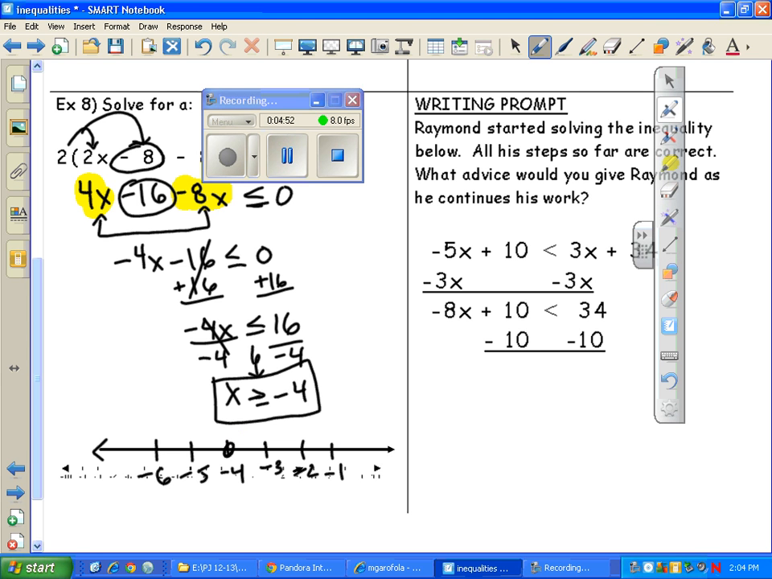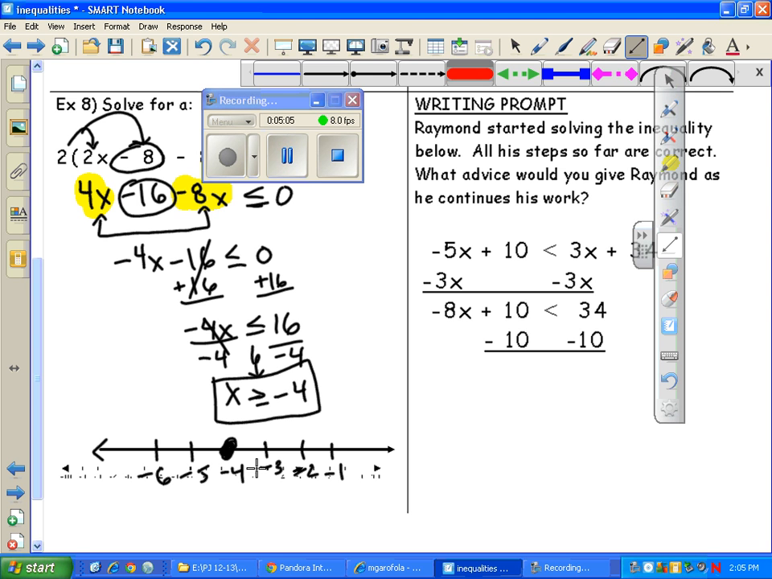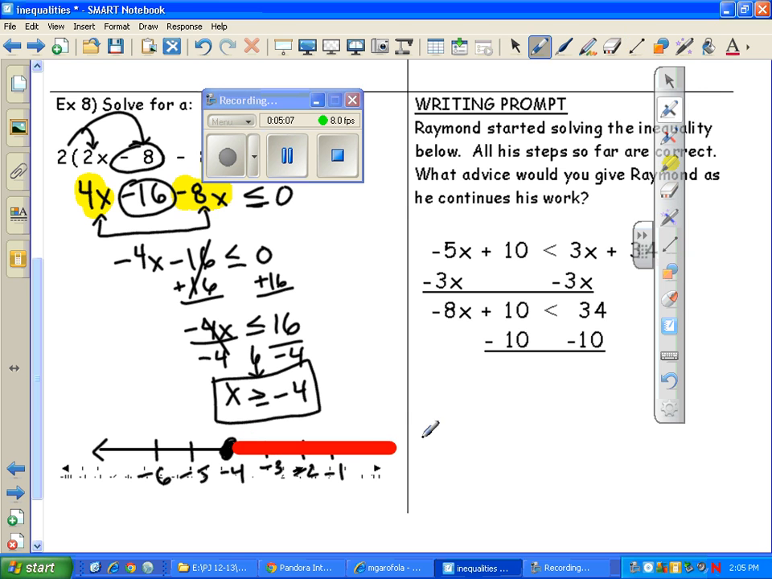This time I'll be using a closed circle or closed dot, since the solution set includes the number negative 4. That's denoted by the or equal to symbol here. And the numbers greater than that would be to the right. So this direction for our shading.